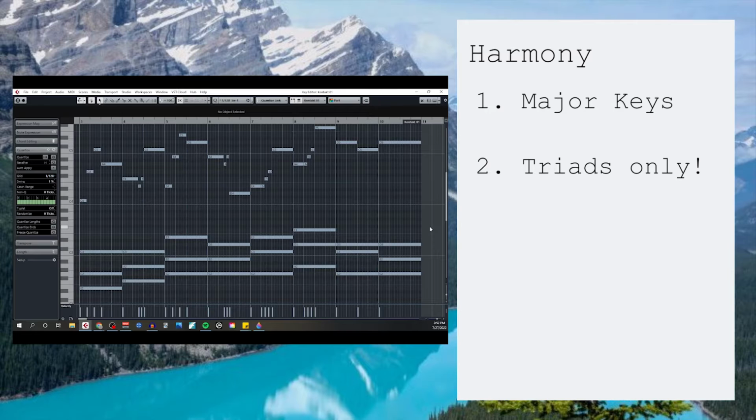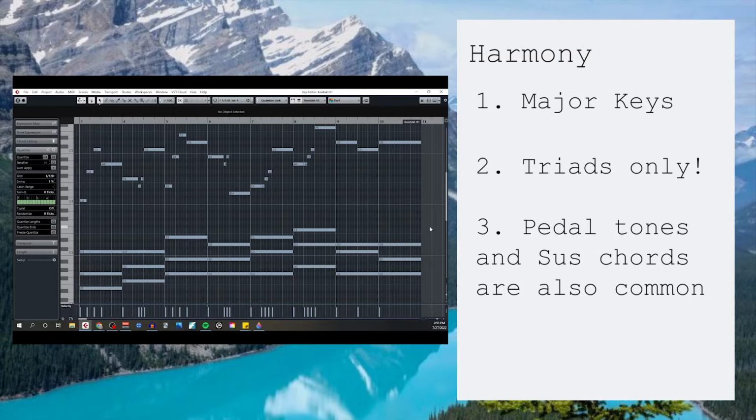Harmony-wise, this style of music is actually pretty simple. You'll want to stick to using just major keys and mostly triads. There's really no reason to get too fancy here, since most of the personality for this template comes from the melody and the orchestration. However, you are welcome to try experimenting with pedal tones and sus chords, both of which are pretty common in this genre.